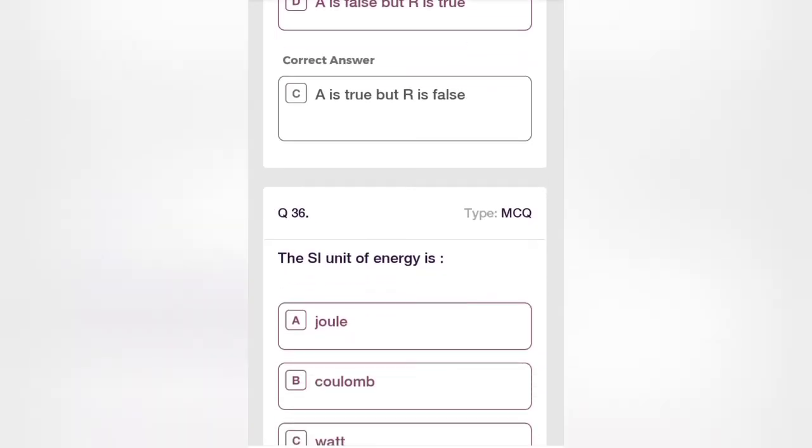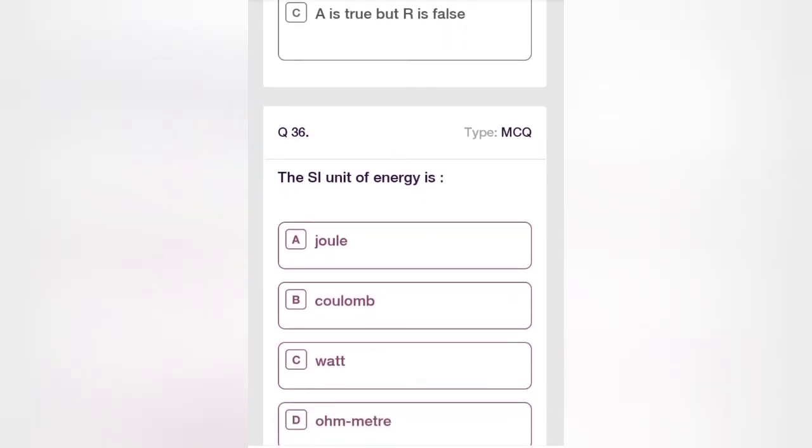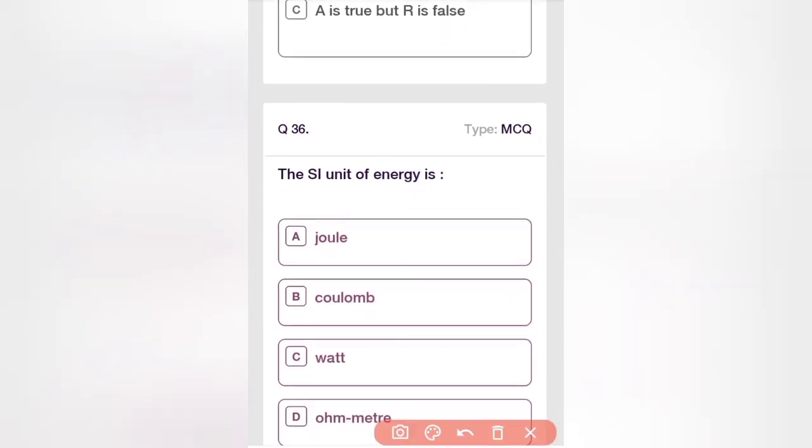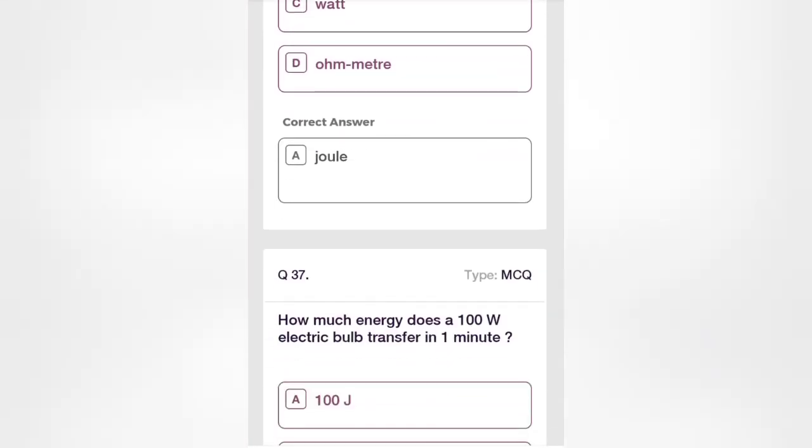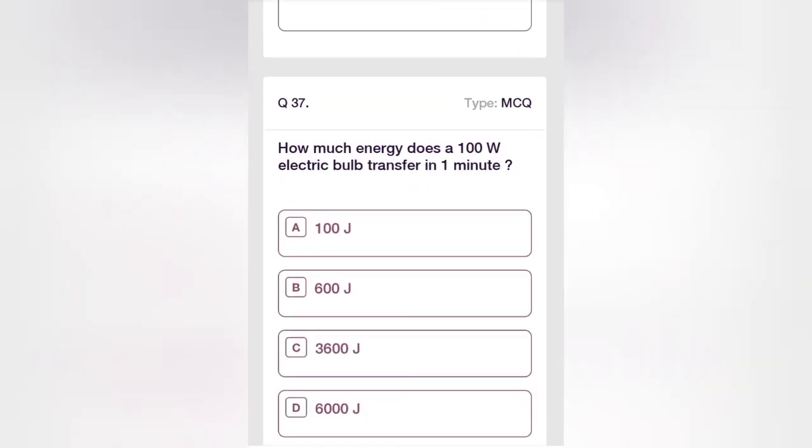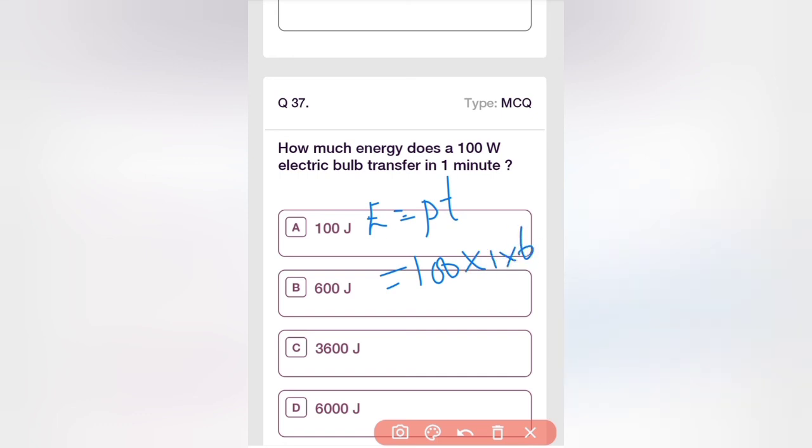The SI unit of energy is Joule. Option A. How much energy does a 100-watt electric bulb transfer in 1 minute? So the formula for energy is power into time. Here power is 100 watt and time is 1 minute. So 1 minute is equal to 60 seconds. We need to have it in joule. So therefore it is 6000 joule. Option D is the correct answer.